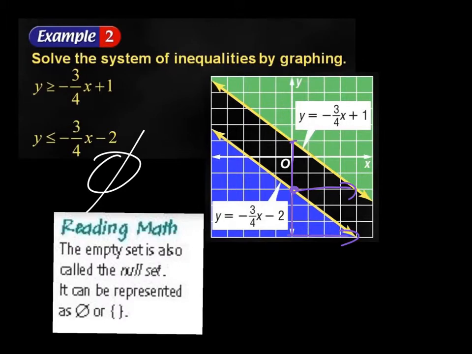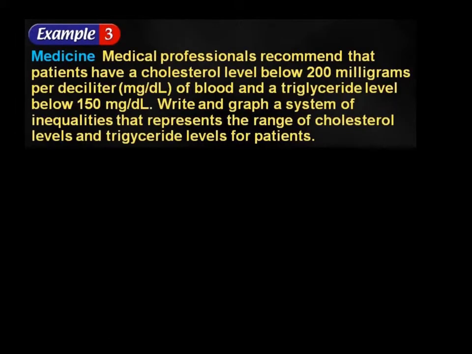Medical professionals recommend that patients have a cholesterol level below 200 milligrams per deciliter of blood and a triglyceride level below 150 milligrams per deciliter. Write and graph a system of inequalities that represents the range of cholesterol levels and triglyceride levels for patients. Yeah, you cannot have a negative level of something in your blood. So these are both going to be first quadrant graphs.